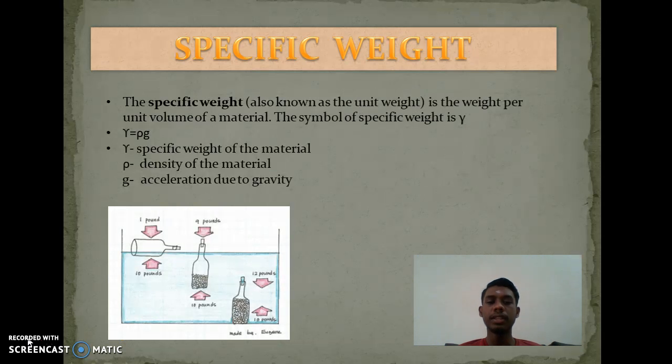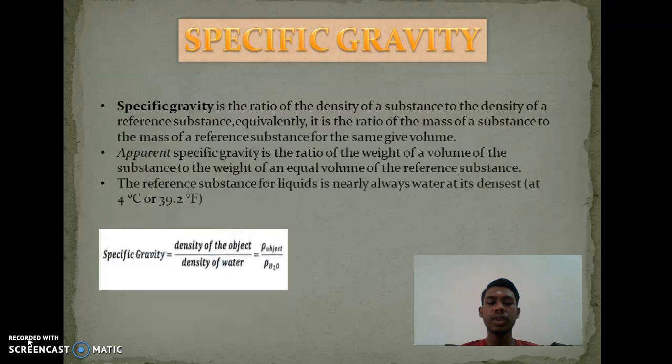Next, specific weight. The specific weight is the weight per unit volume of a material. The symbol for specific weight is gamma. Gamma is equal to ρg, where gamma is the specific weight of the material, ρ is the density of the material, and g is the acceleration due to gravity.